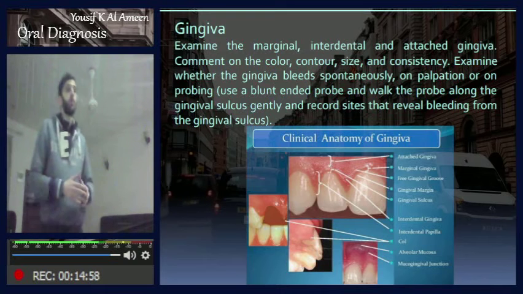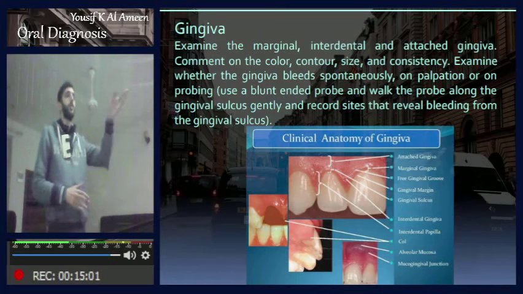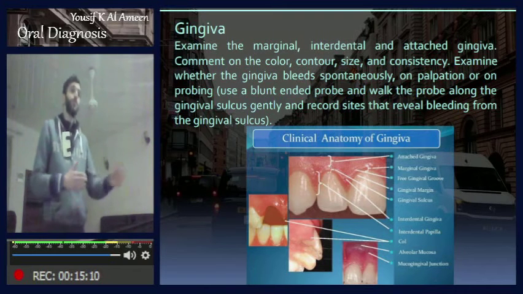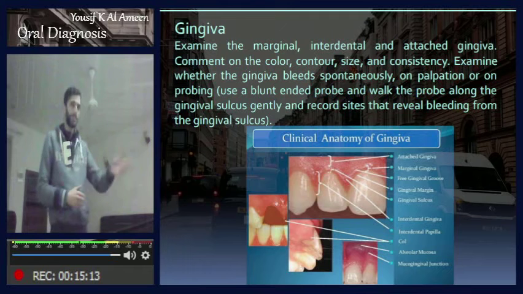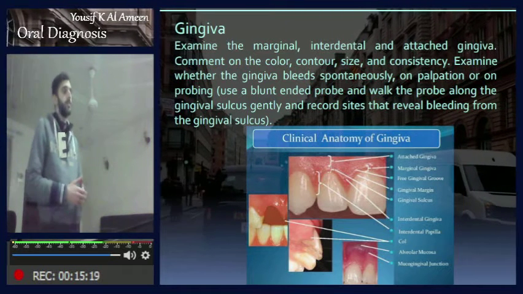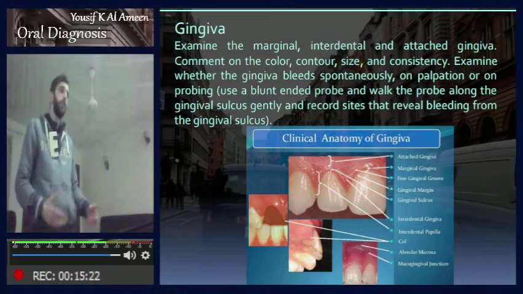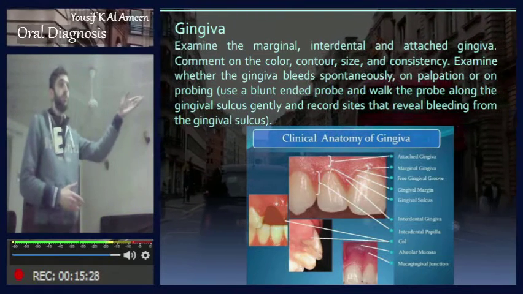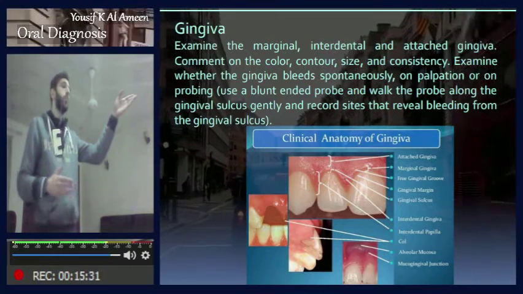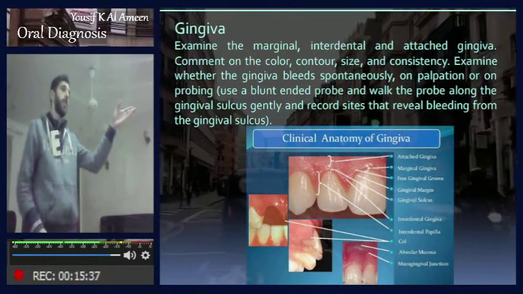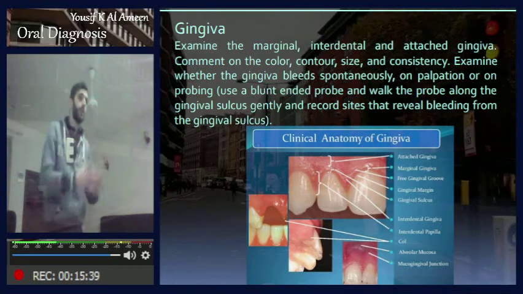In this slide, we will explain the gingiva: examine the marginal, interdental, and attached gingiva. We will discuss what the marginal, interdental, and attached gingiva are later. Comment on the color, contour, size, consistency, and examine whether the gingiva bleeds spontaneously, on palpation, or on probing. Use a blunt-ended probe and walk the probe along the gingival sulcus gently and record sites that reveal bleeding from the gingival sulcus.